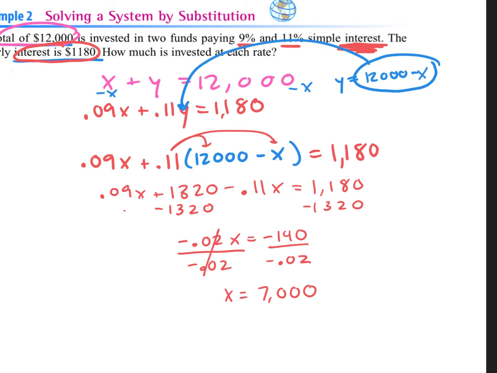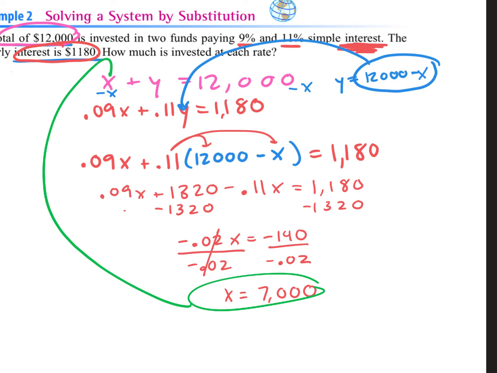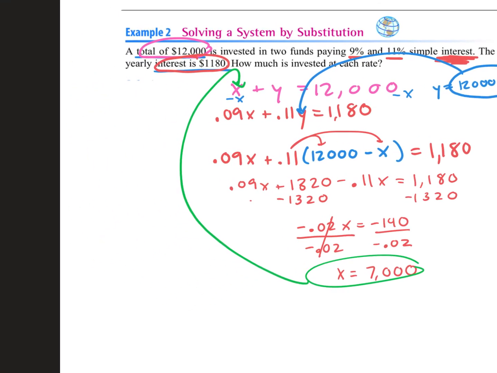So I'm going to plug it in to the first equation here. So I have 7,000 plus y is equal to 12,000. Subtract 7,000 on both sides. Y equals 5,000.